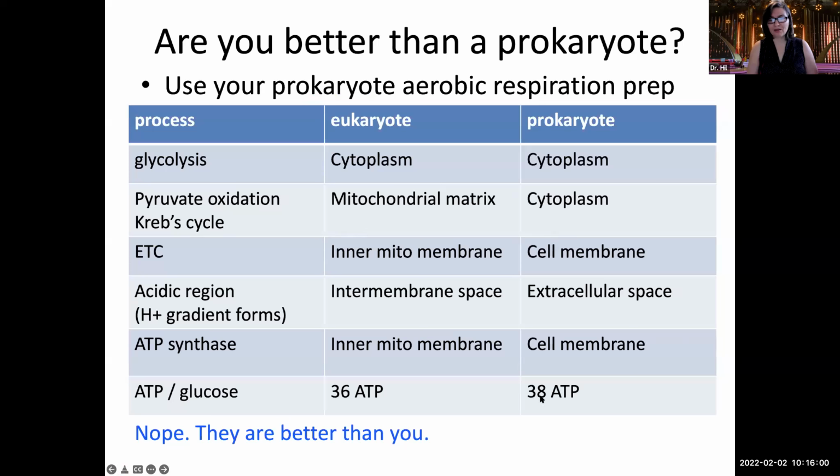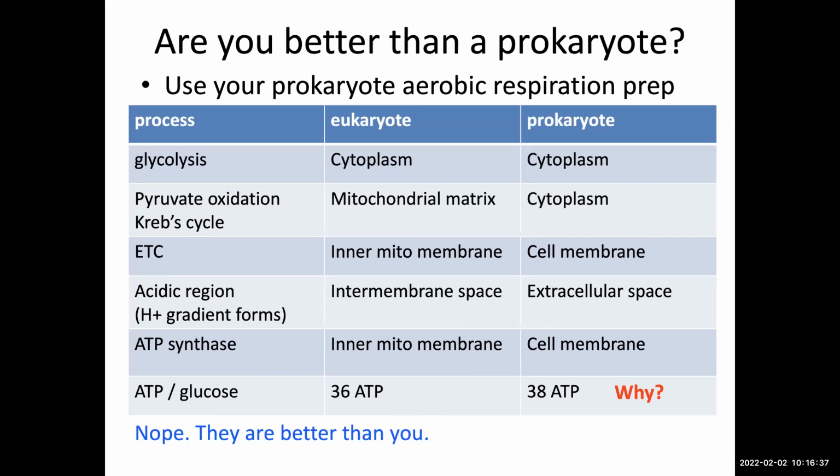So one of the take-home messages you can say is that prokaryotic cells are better than you. But why? If you can explain, based on your prep for this section, why it is that a prokaryotic cell is actually better at making ATP than a eukaryotic cell, or gets more ATP per glucose, raise your hand. Aria, go ahead.